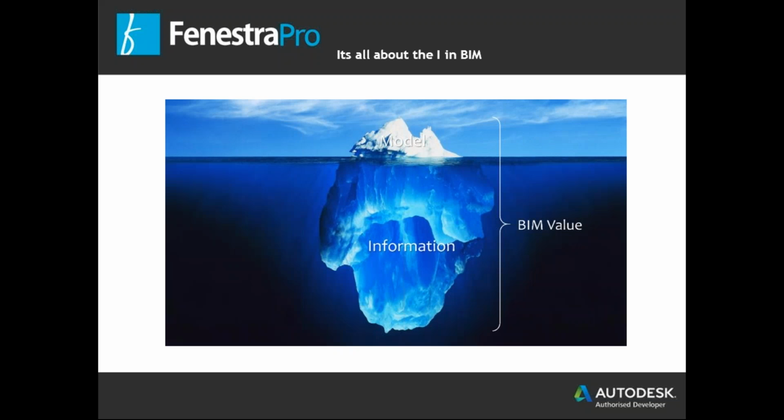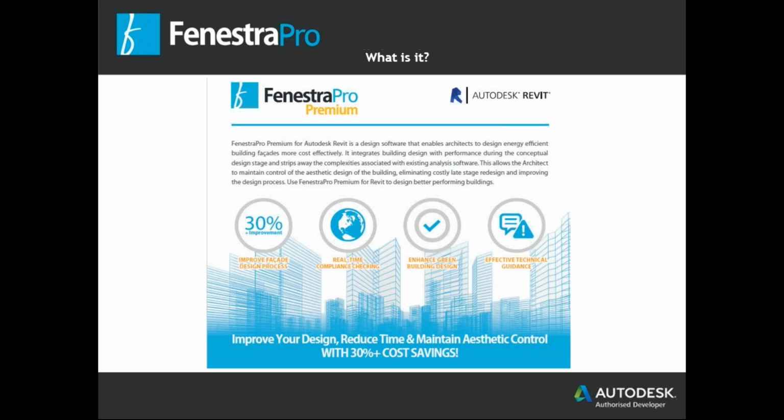The reason why I brought this up is that information is power. If you don't have the information of your model, then you're missing the big picture, just like you see here in this iceberg, right? So our models that we create in real world scenarios and our buildings have a lot more information behind them. That makes the model smart, and that's why we use Revit.